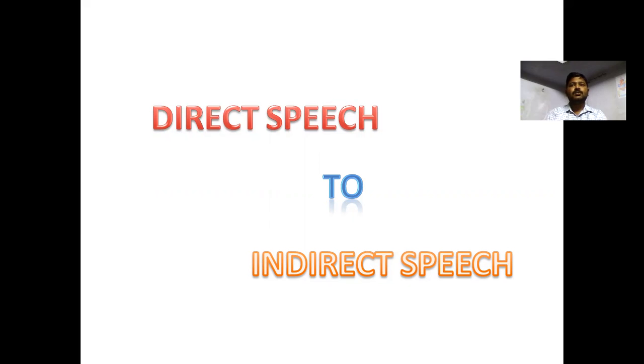We have to be familiar with the persons of English language. Persons means first person, second person and third person. First person means I is the first person, you is the second person, and he, she, it is the third person.